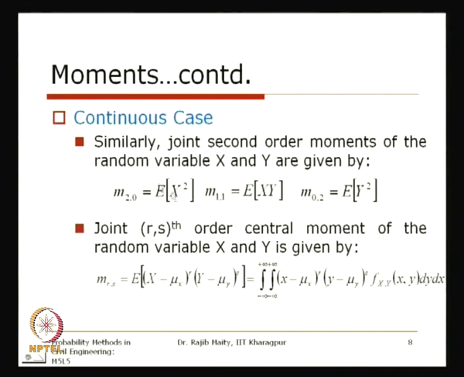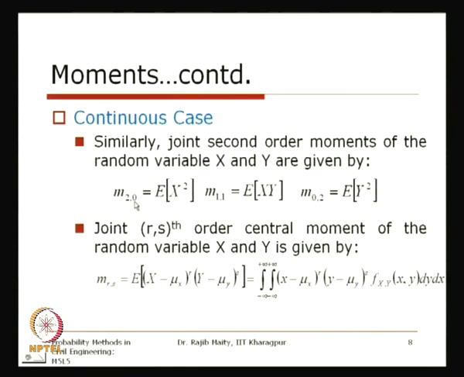Now, if we go for the second order moments, there are three different cases that can happen. One is r equals 2 and s equals 0, or r equals 1 and s equals 1, or r equals 0 and s equals 2. In all cases, the summation equals 2. So, these are all joint second order moments.